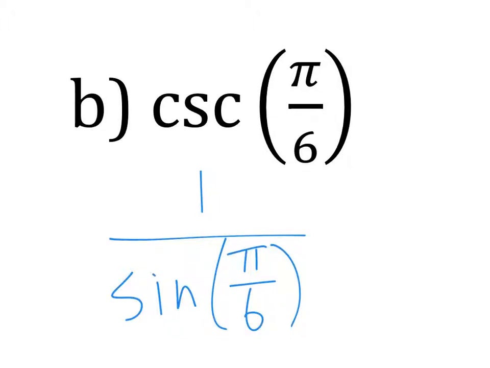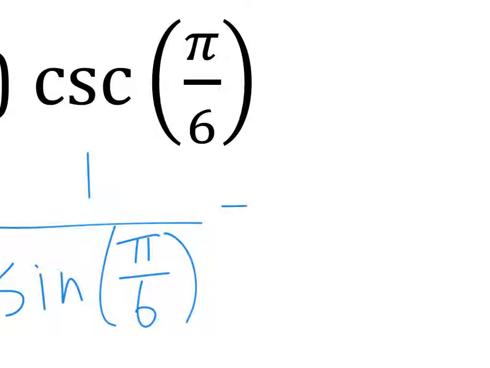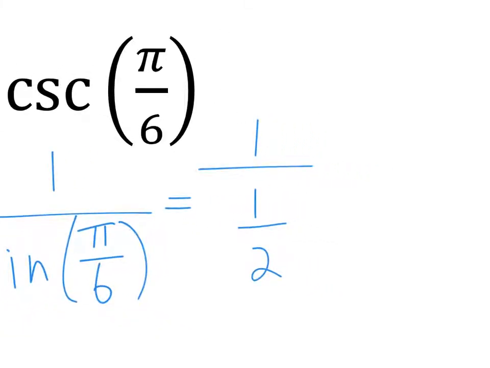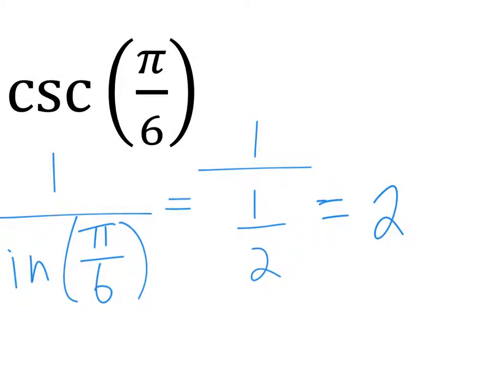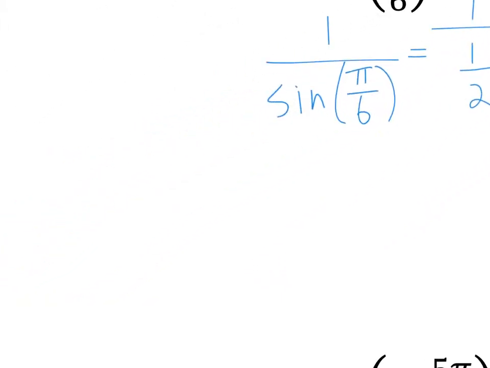All right, try to recall without your unit circle. What is sine of pi over 6? Pi over 6 is 30 degrees, but what is sine of 30 degrees? 1/2. Very good. So this is going to be 1 over 1/2. Can you do this in your head? 2. Good. So cosecant of pi over 6 is actually 2.